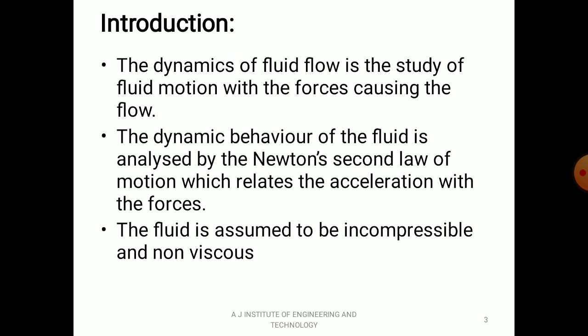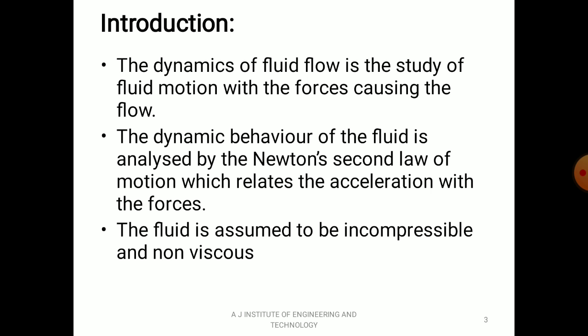Before going to the introduction, let us recall the concepts of the second module, that is fluid kinematics. So what is fluid kinematics? Fluid kinematics is the study of fluid motion without considering the forces that cause the flow of fluid. But dynamics is exactly the reverse. Dynamics of fluid flow is the study of fluid motion with the forces causing the flow. We are considering forces that cause flow of fluid in fluid dynamics, but in kinematics, we are not. That is the difference between fluid kinematics and fluid dynamics.